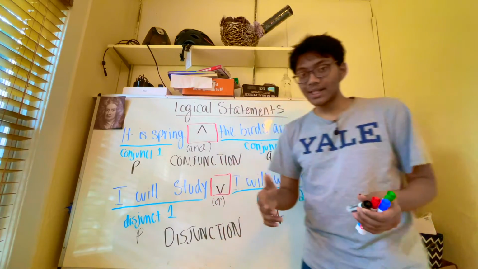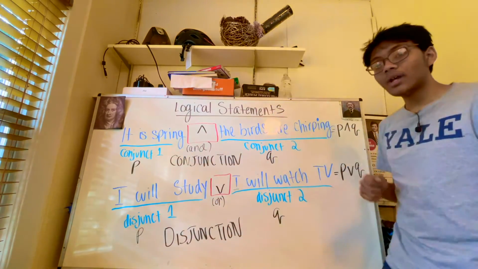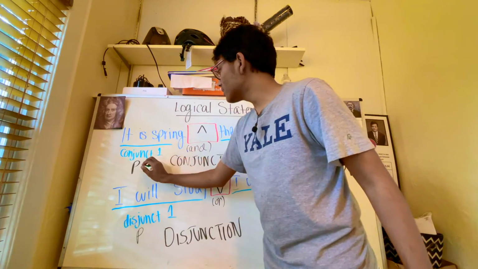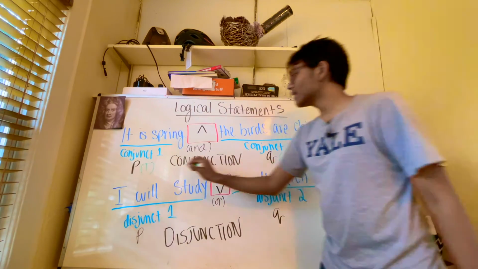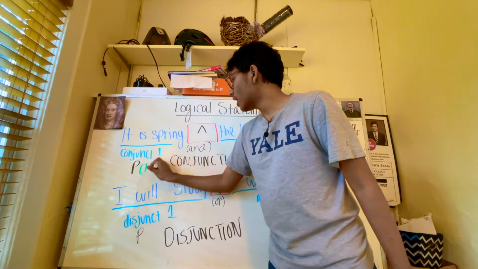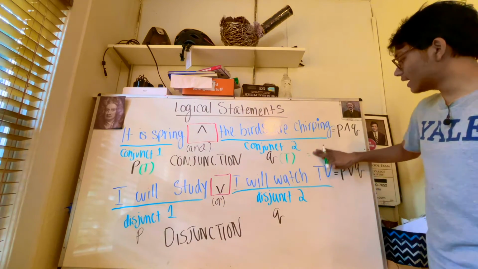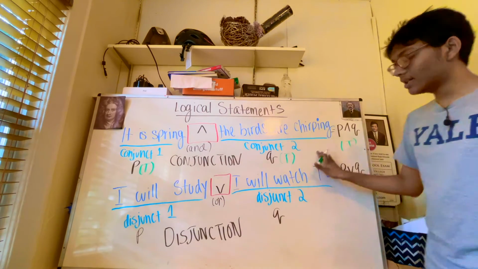Let's talk about truth tables. Now, a conjunction is only true if both P and Q have a truth value of true. So if both P is true and Q is true, only then can the whole conjunction of their statements be true. Okay? Only then can P and Q be true. Okay, that makes sense, right?